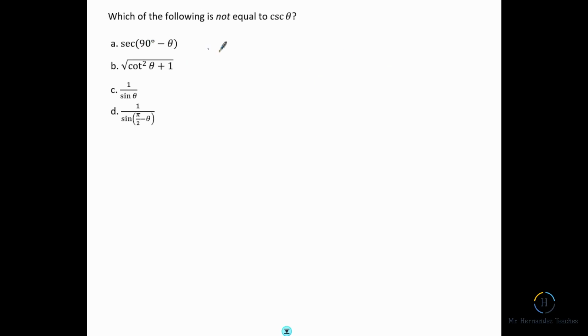Next, we want to see which of these 4 answers is not going to be equivalent to cosecant of theta. So this is where you really have to know your identities. If you have trouble remembering your identities, that's where this little hexagon thing came in. This is going to be tangent, sine, cosine, cotangent, cosecant, and secant. So if I have secant of 90 degrees minus theta, that is that cofunction identity, and that is equal to cosecant. So we know that is equal to cosecant theta, so we don't really need that.